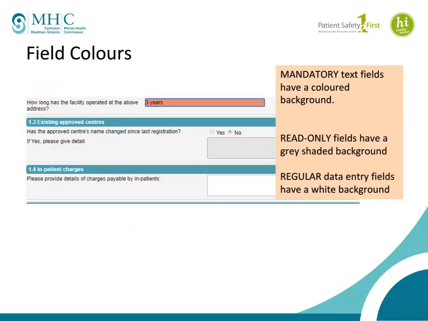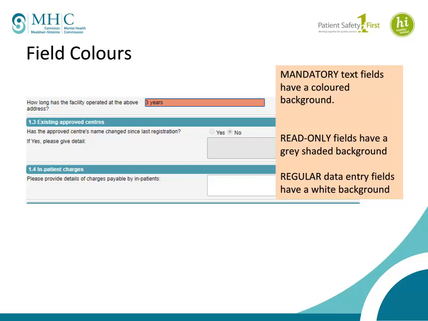Color is used to give visual information on how a field behaves in the CIS system. Fields with a white background are the most common. They allow data to be entered, but they may be left blank. Fields with a colored background are mandatory fields. A value must be entered in these fields. Fields with a gray shaded background are read-only. You may not enter any data into these fields.